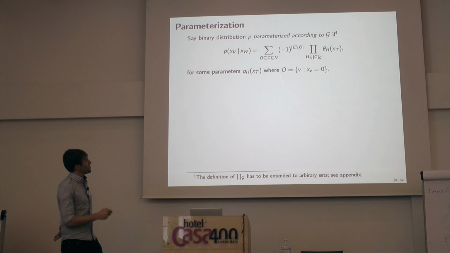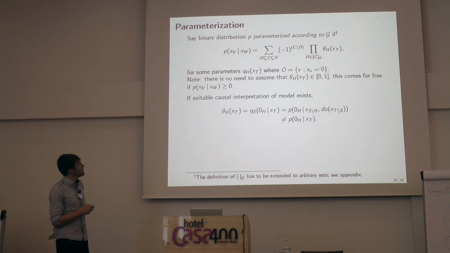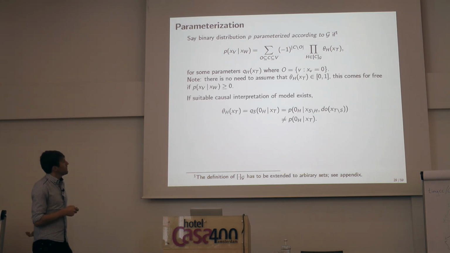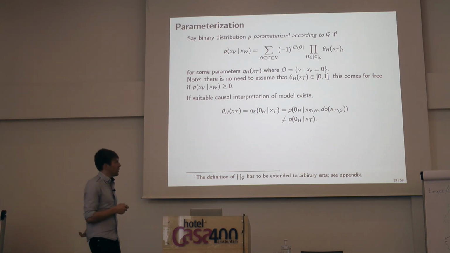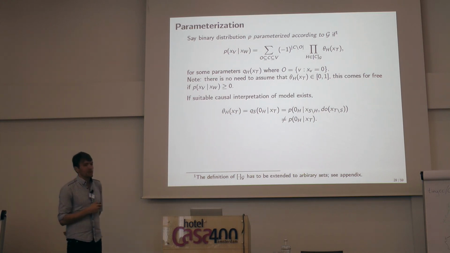And I say that the distribution is parameterized according to G if this is true. And I claim it actually doesn't matter whether I assume these parameters are between 0 and 1, because as long as this is non-negative, then that's implied. That's 0.